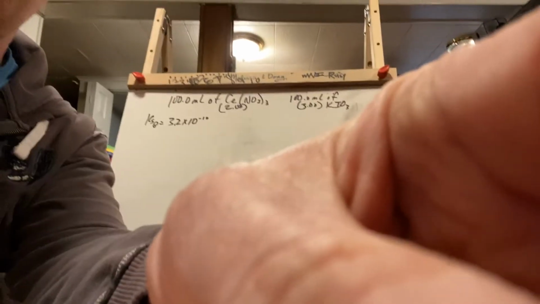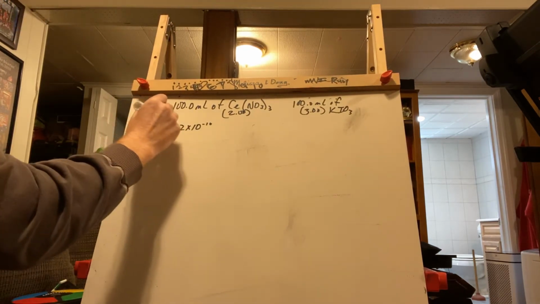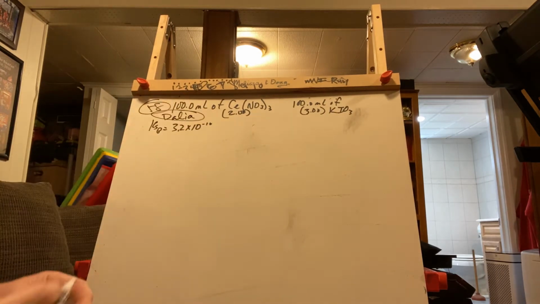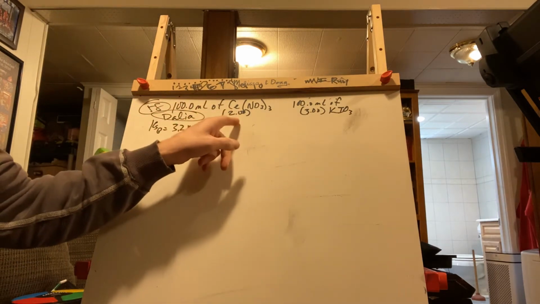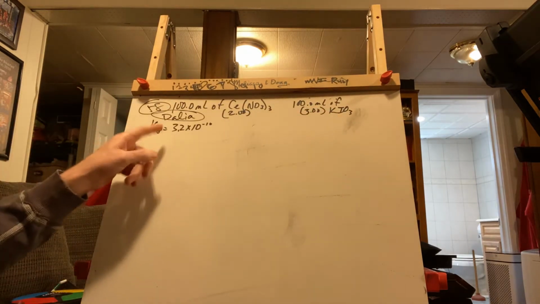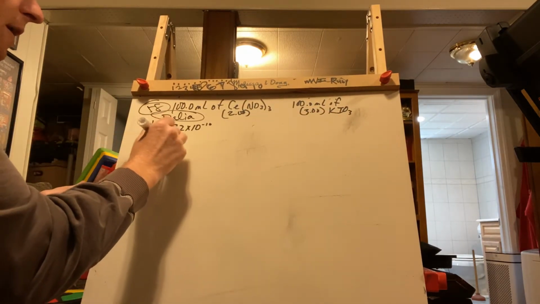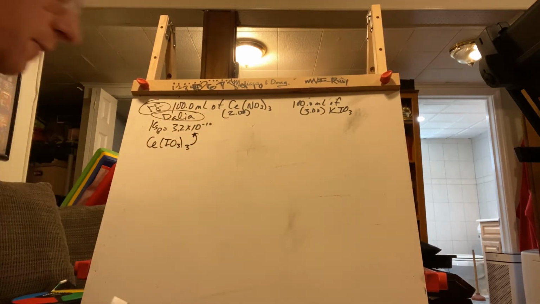Okay, Dahlia asked a question, so I figured I'd post the way to do this problem on here, and it's number 58. I put up the beginnings to the question right here, and Dahlia had asked about this one. So the question is, we've got 100 milliliters of CeNO3 and 100 milliliters of 3 molar KIO3, and CeIO3 has a Ksp of 3.2 times 10 to the negative 10th.